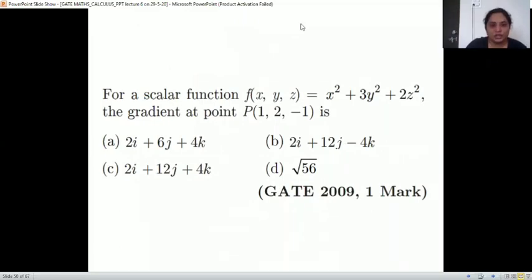For a scalar function, the gradient at the point P (1, 2, minus 1) is asked. A scalar function is given and gradient is asked. That is del f, not dot. So as gradient, there will be i bar, j bar, k bar. It will not be just a number, it will be a vector. Gradient is a vector. Okay, let us check.